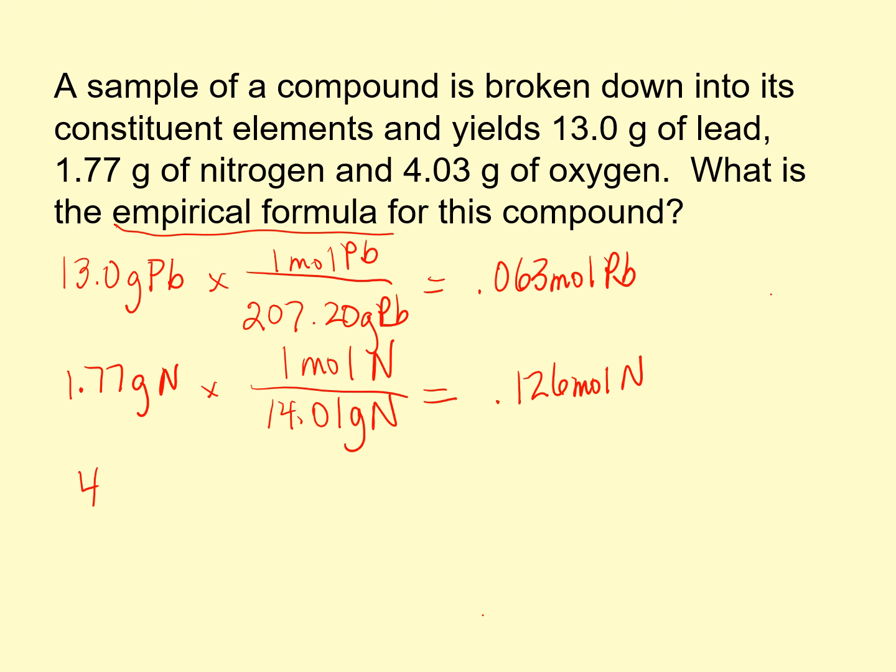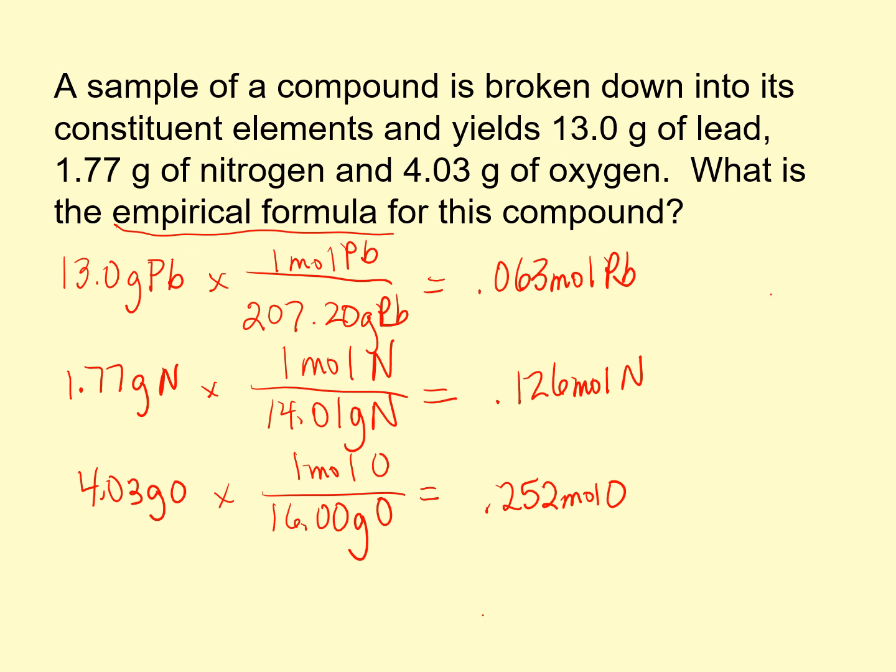All right, 4.03 grams of oxygen needs to be moles. So I use 16.0. I go get that from the periodic table. For every 1 mole of oxygen, I find out that that is 0.252 moles of O. All right, step 1, grams to moles. Step 2, we need to change this into the lowest number of moles. So I'm finding which one of these is smallest. 0.063 is the smallest, so I'm going to use that as my divider. 0.063 mole lead divided by 0.063, I find out there's 1 mole of lead in the empirical formula.